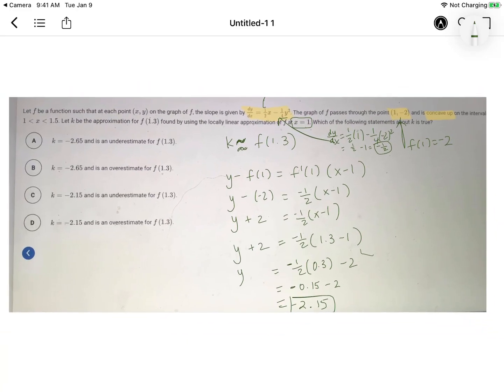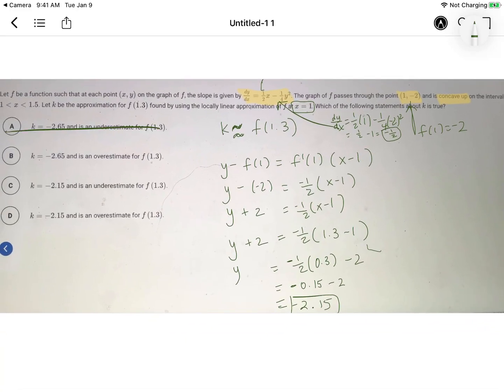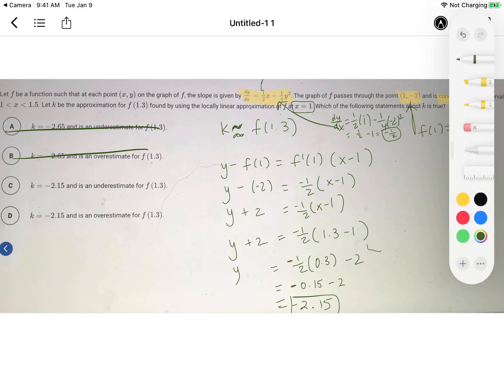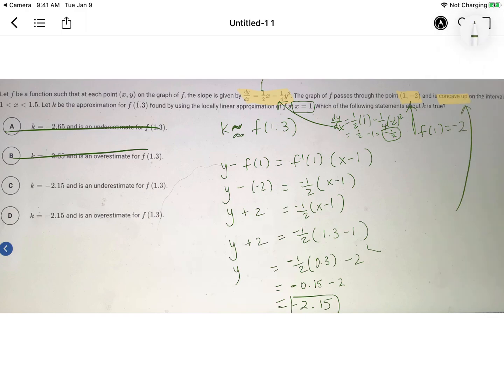Let's see if that is an option. Yes! Okay, so I know it's not A, I know it's not B. So it's C or D, and then I need to know whether it's an underestimate or an overestimate. So I'm going to use my concavity. It's concave up. So concave up is like a smile. And when I draw on the tangent lines, they would be underneath the curve, so that is an underestimate. There we go.